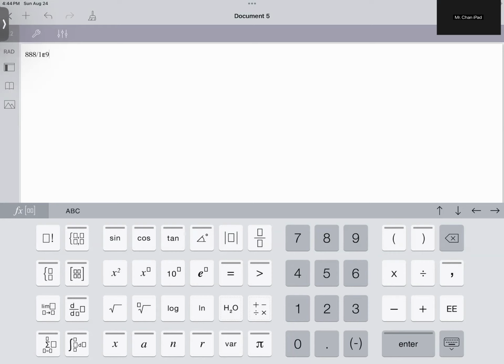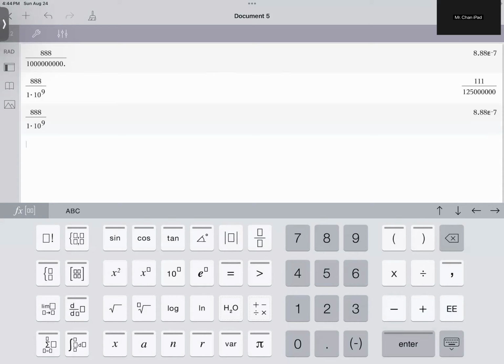And for the Inspire graphing calculator, EE is right here. So 888 divided by 1E9, that stands for 1 times 10 to the 9th power. You will be using this a whole lot. There's a very good benefit, because if you don't do that, you had better be ready to use parentheses. Right now it's 1 times 10 to the 9th power, but in the future it won't be, and if you forget to put parentheses, that's your problem.